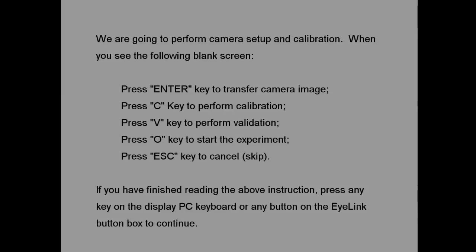Okay, the first thing we'll see when the test run starts is an instruction screen that tells us how to perform the camera setup and do a calibration. I'll skip this by just pressing any key. And this will take us into the camera setup mode. When we're in dummy mode, we don't actually have to set up the camera or calibrate the system. Obviously, we're not connected to the host PC, but you have to know that you have to press escape to get out of the camera setup mode. So when you see the blank screen for camera setup mode, press escape.